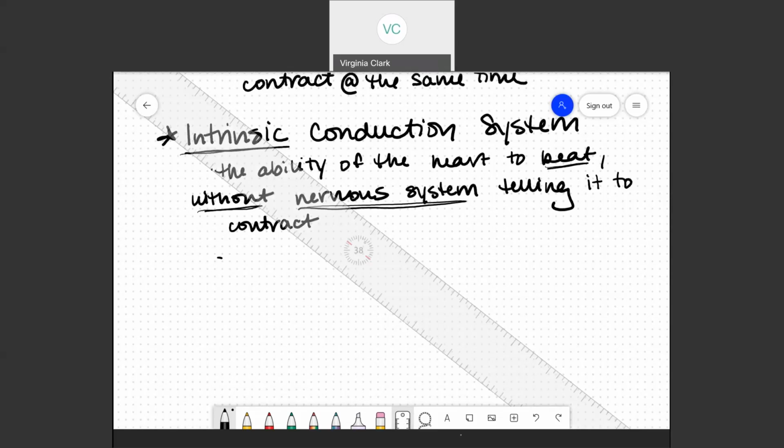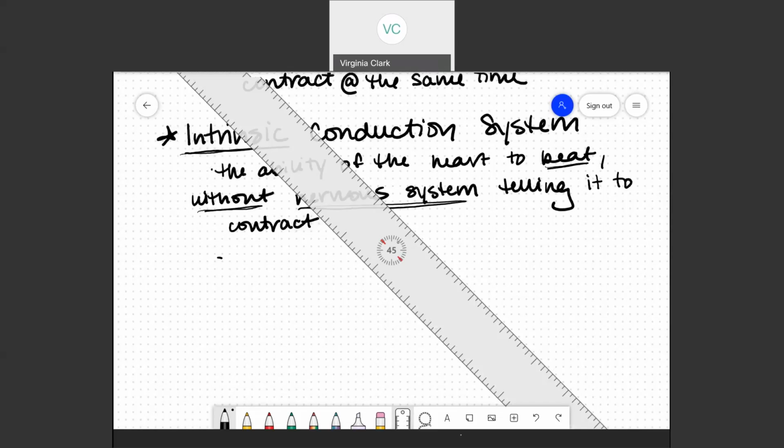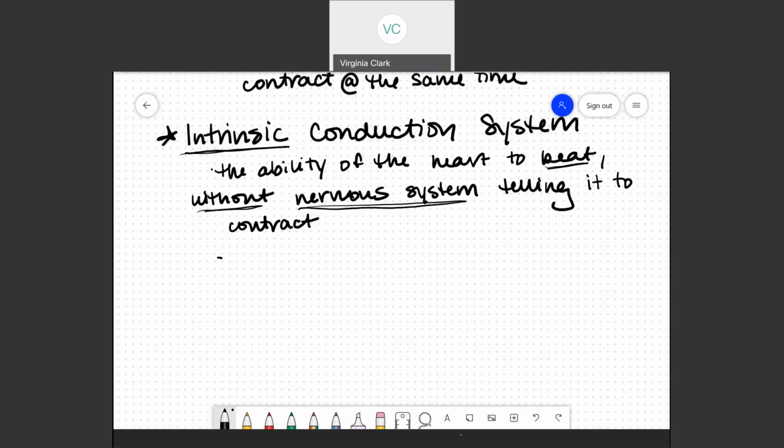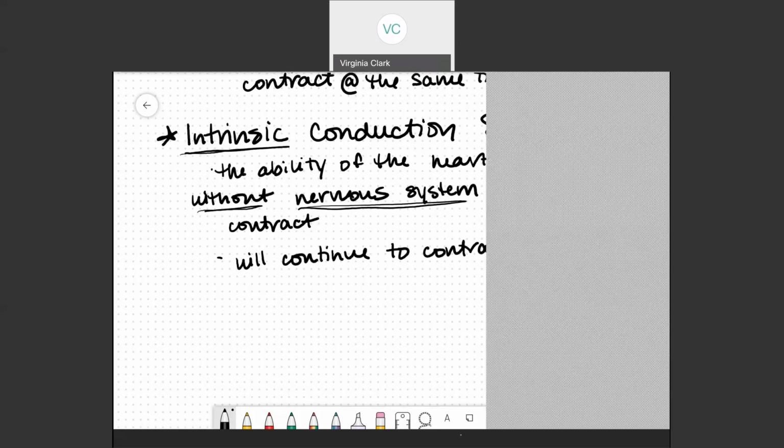And we know this to be true because your heart will actually continue to contract and continue to beat. And it will happen if all nervous impulses are removed.